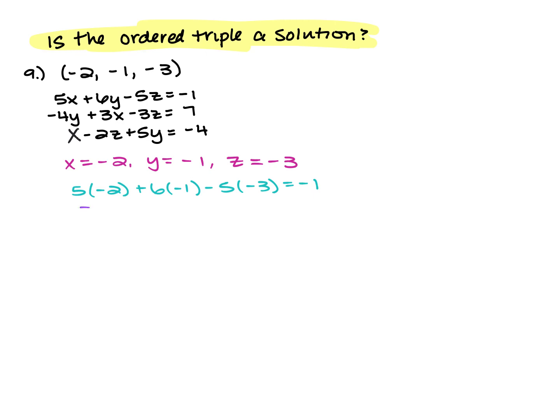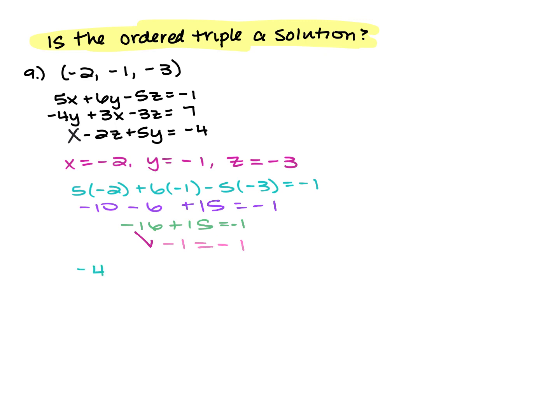Your 5 times negative 2 is negative 10. 6 times negative 1 is negative 6. So your negative 5 times negative 3 is a positive 15. So then this would give you negative 16 plus 15, which is negative 1, is equal to negative 1. So this one is a true statement. Keep going with it.